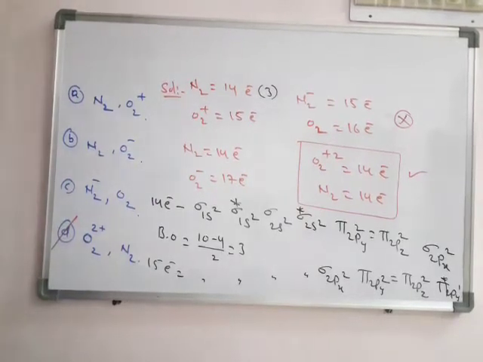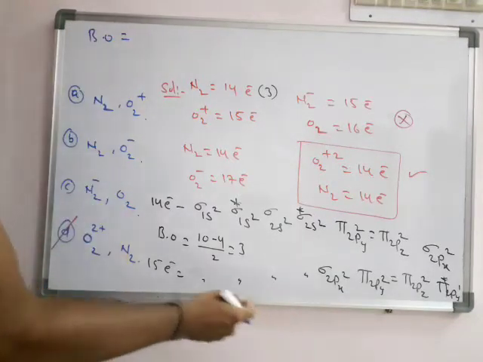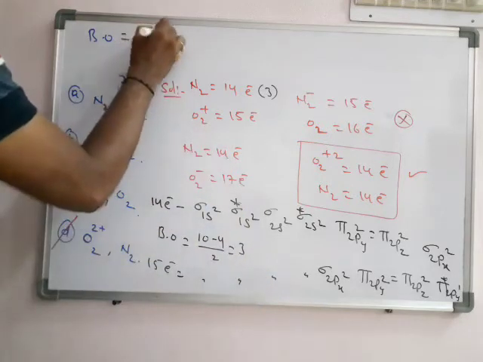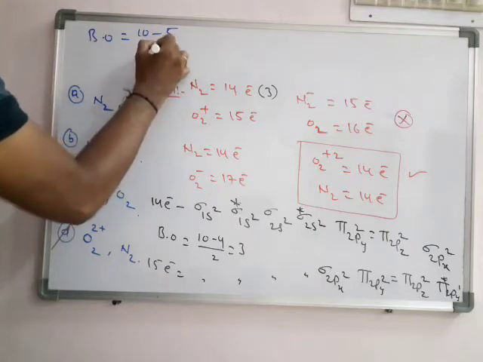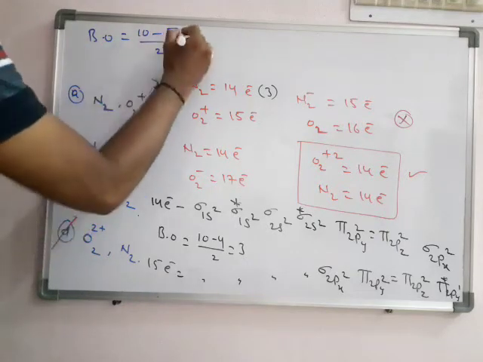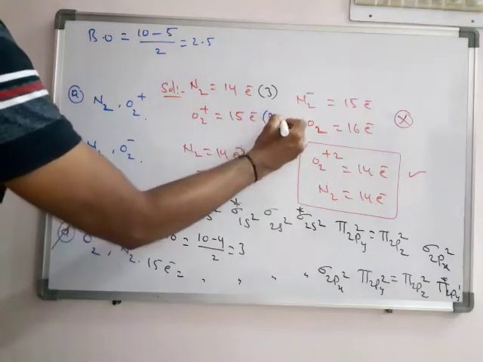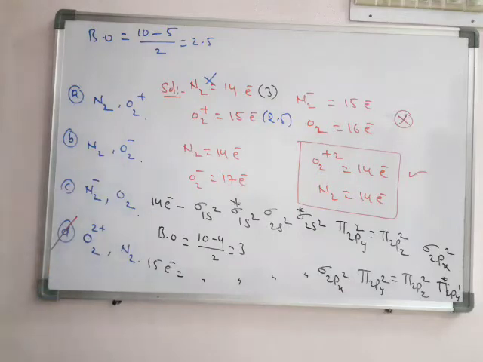So what is the bond order for it? Bonding electrons 2 to 4, sorry, 2 already 10 is there. Okay, what is the anti-bonding molecule electrons? 5, 2. Okay, it's 2.5. So for 15 electrons we are getting 2.5, which means it is not the answer. Okay, next.